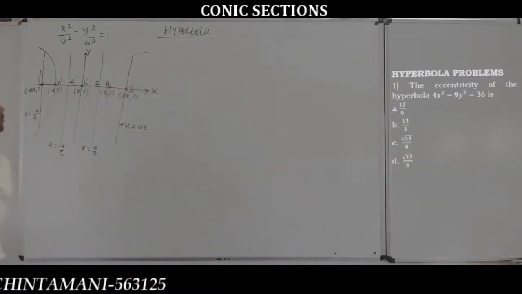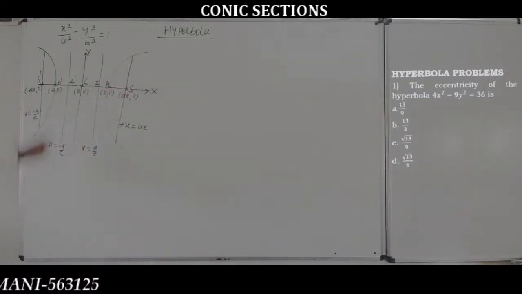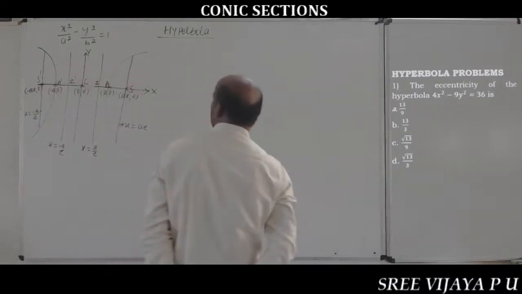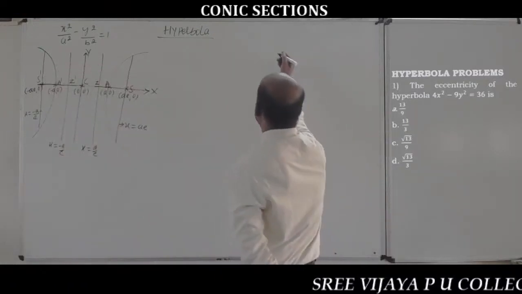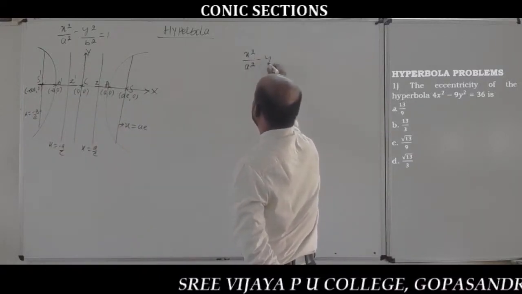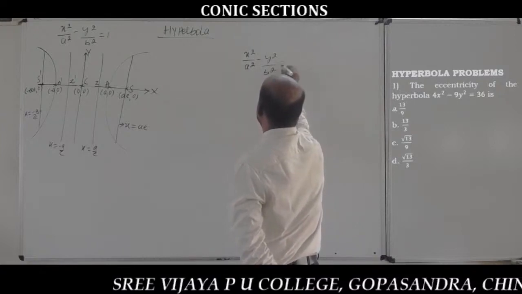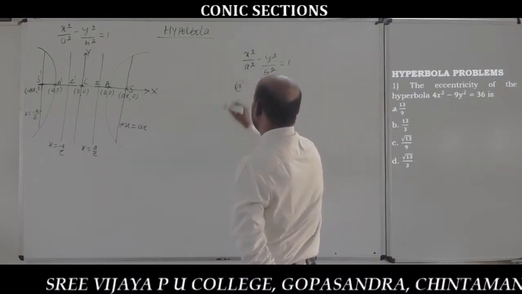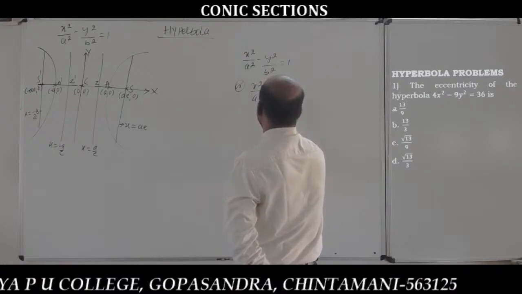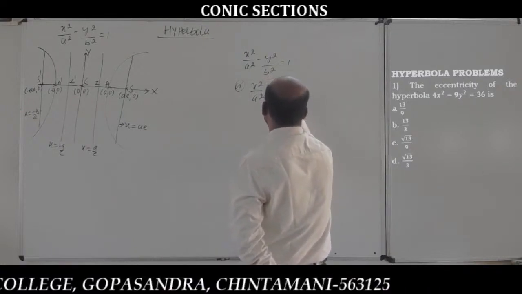So, the standard form of equation of a hyperbola: x square by a square minus y square by b square is equal to 1. A hyperbola and a conjugate hyperbola. So, two forms. Standard form of equation of hyperbola: x square by a square minus y square by b square is equal to 1. Conjugate form of equation of hyperbola is x square by a square minus y square by b square equals minus 1.